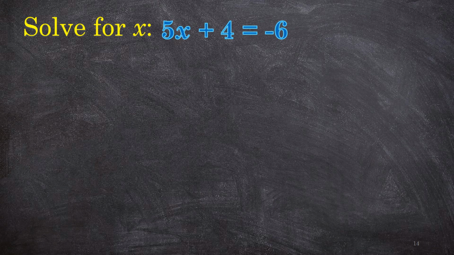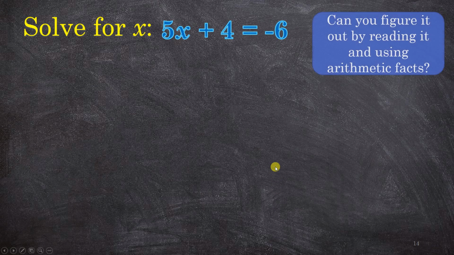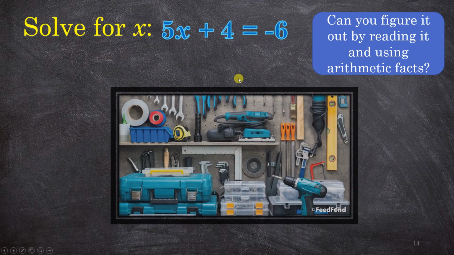It's a pretty simple one, and I bet you might be able to figure it out in your head. Just using the facts of arithmetic, 5 times what plus 4 is negative 6. You might be able to figure that out in your head, but I want you to try using your inverse operations, because you need to have all of the tools you can. If you can take a simple problem like this and develop that process, then that can be applied when it's a little bit trickier. So go ahead and pause the video, and when you're done, unpause it, see how we do.